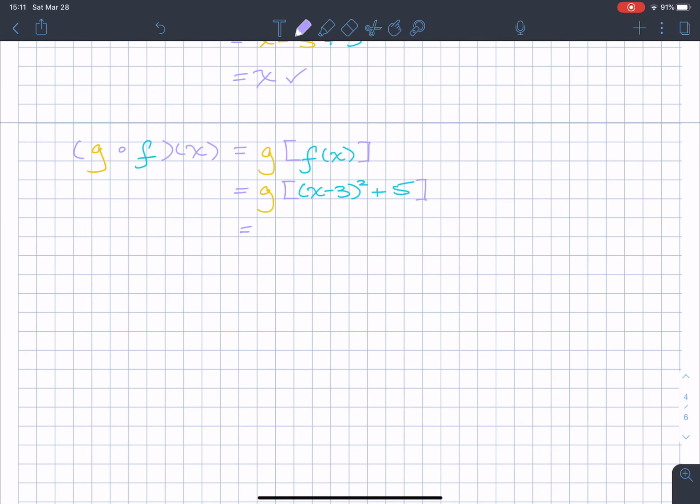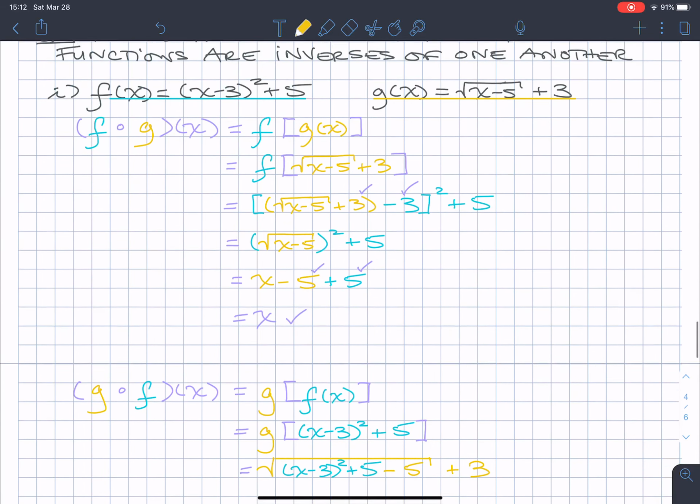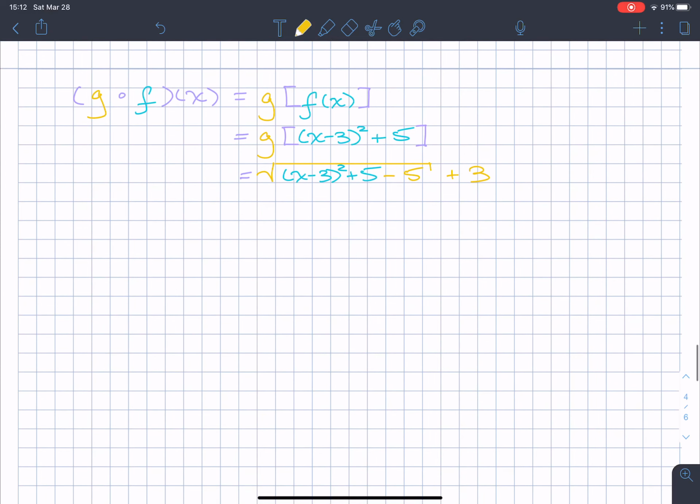So it's going to take the input, x minus 3 squared plus 5. It's going to subtract 5 from that, take the square root, and then add 3, right? Is that what g of x does? Yes. Okay, so notice underneath the root, 5 minus 5 reduces.